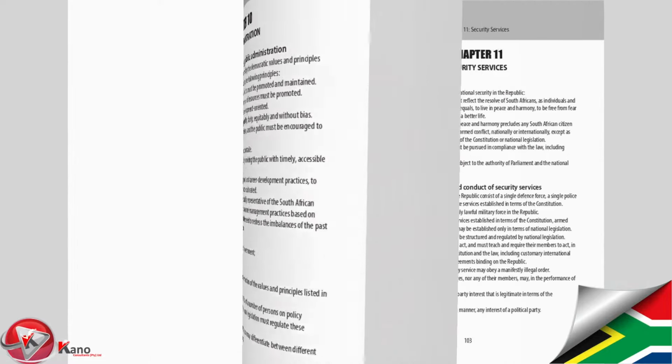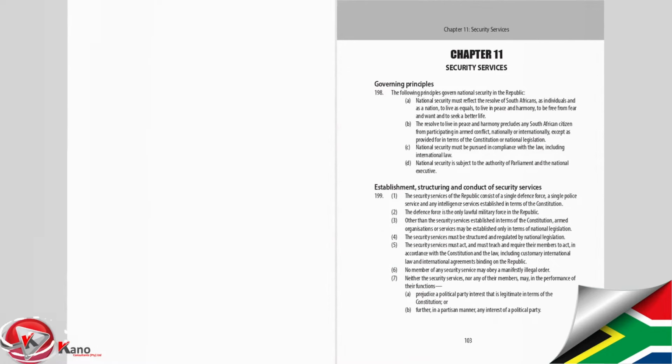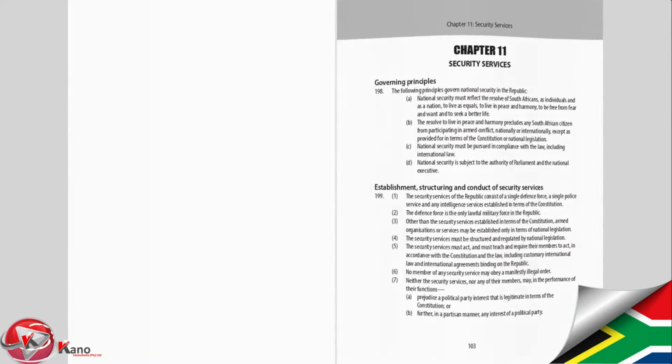Chapter 11 establishes structures for civilian control, including the police, the army, and the intelligence services. The chapter also states how each of these institutions must work in order to secure the state. This chapter further requires security services to operate in a manner that does not violate fundamental constitutional values and principles.